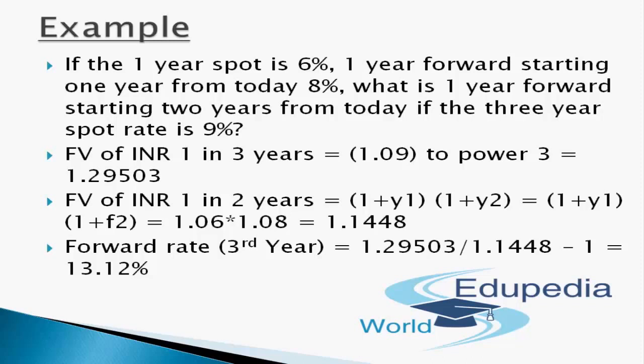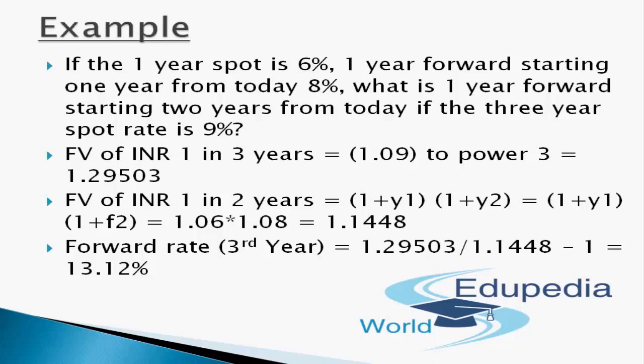So the forward rate, taking care of the third year spot rate, would be as follows. 1.29503 was the face value of INR 1 in 3 years, that is, the future value of INR 1 in 3 years. That will be divided by the future value of INR 1 in 2 years, which was 1.1448. We'll subtract 1 from that and we'll get the percentage, that is 13.12. So the forward rate, if the 3 year spot rate is 9%, would be 13.12%.